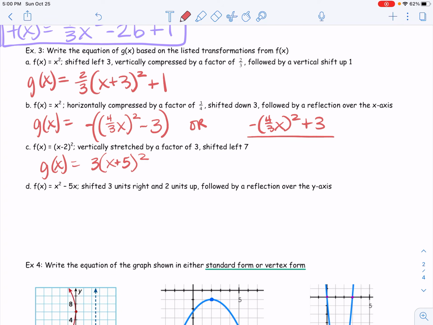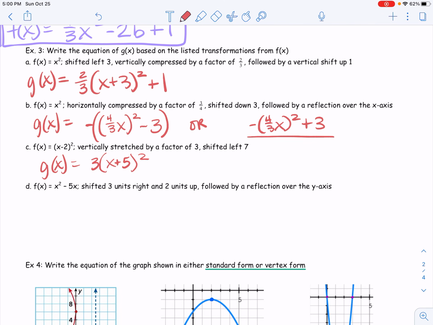Then the last one. The last one is not in vertex form. We have x squared minus 5x, so it looks like standard form. So what we want to do is shift it 3 units to the right and 2 units up, followed by a reflection over the y-axis.